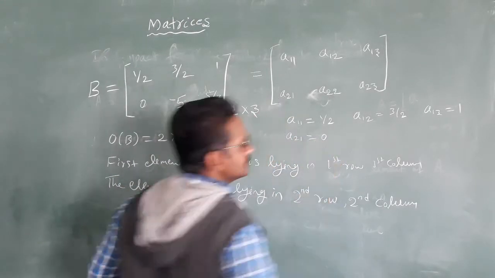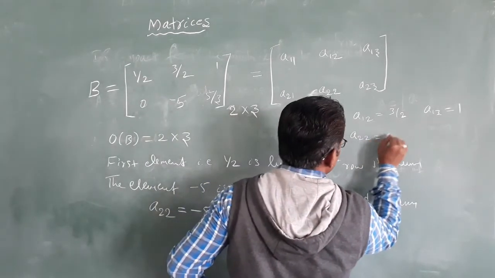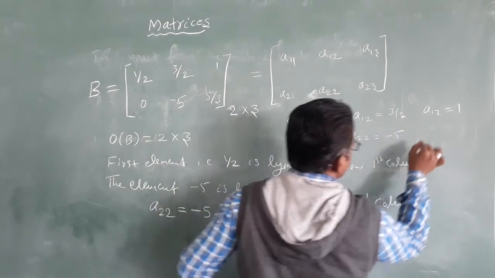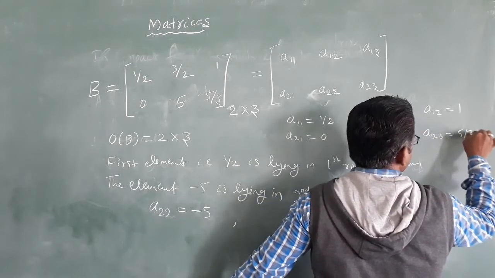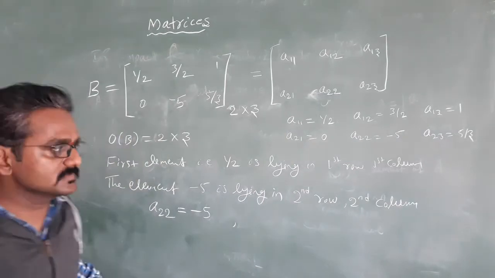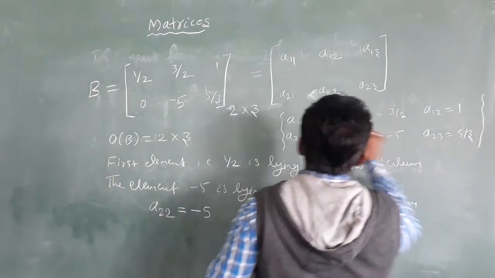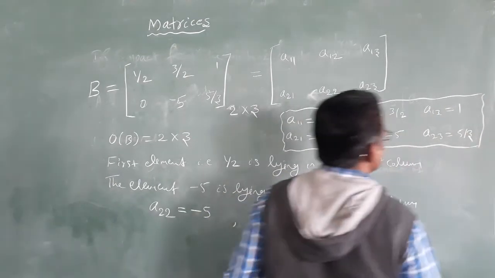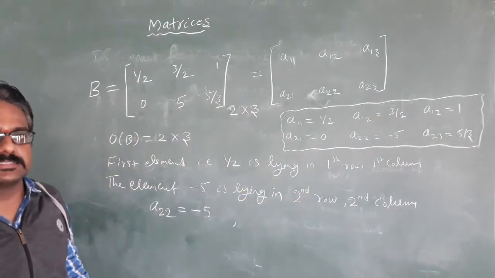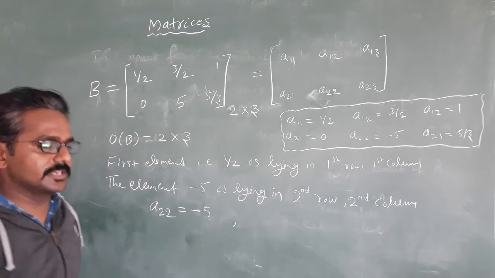A21 is 0. Next, I will write A22, that is minus 5. Next, A23, that is 5 by 3. So this is the element representation, each element representation of the given matrix. Got the point, students? Just note it down.